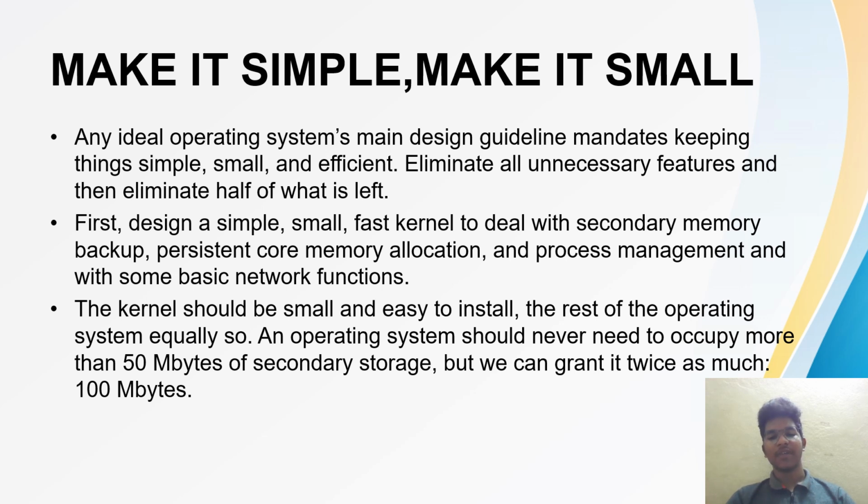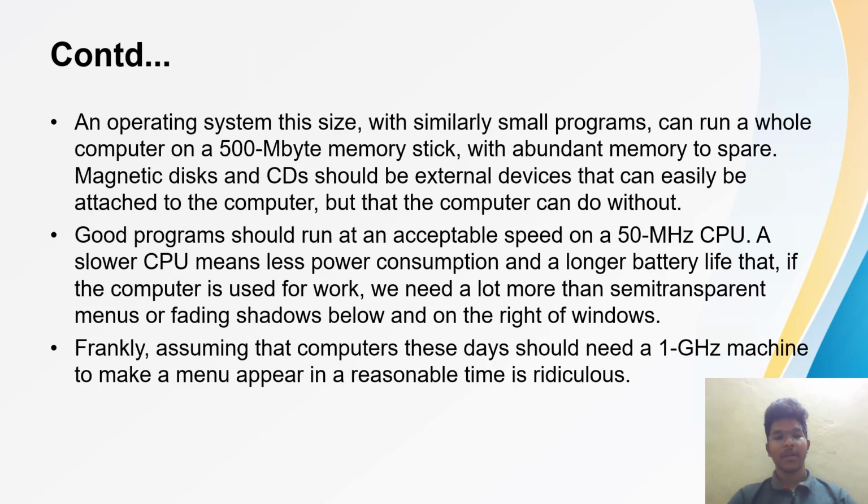The operating system should never need to occupy more than 50 megabytes of secondary storage, but we can grant it twice as much, 100 megabytes. An operating system of this size with similarly small programs can run a whole computer on a 500 megabyte memory disk. With abundant memory to spare, magnetic disks and compact disks would be external devices that can easily be attached to a computer, but that the computer can do without.